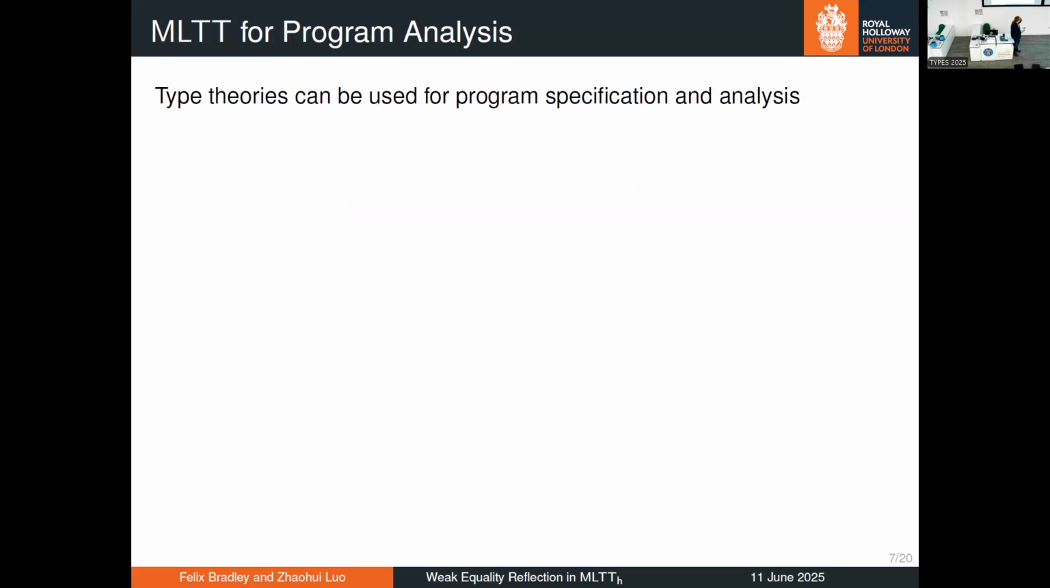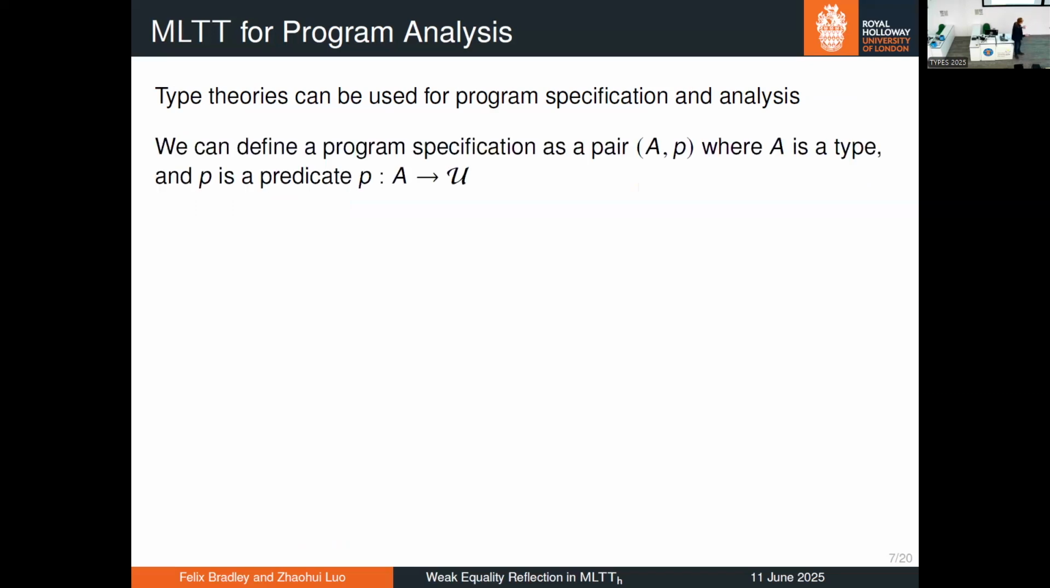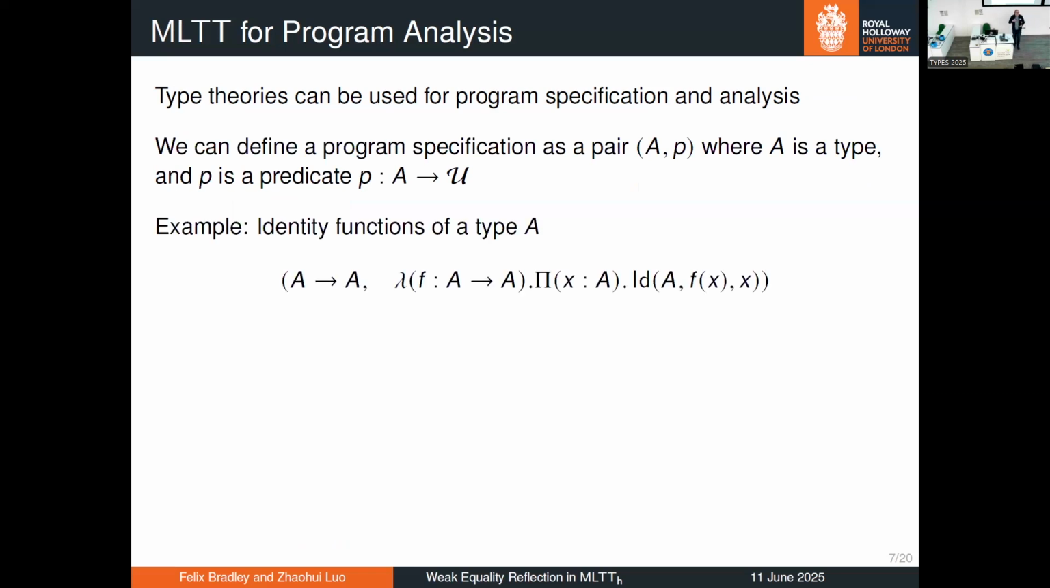I'm going to start talking about applications. I hope this is probably the least controversial statement in my whole presentation: we can use type theories for programming. That's quite a fun application. We can have a program specification as a pair, a type plus some predicate on that type, and we can use this to describe the expected behavior for whatever function, whatever program, that we want to describe.